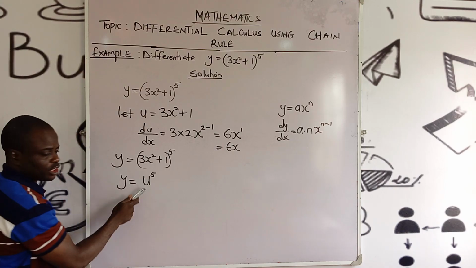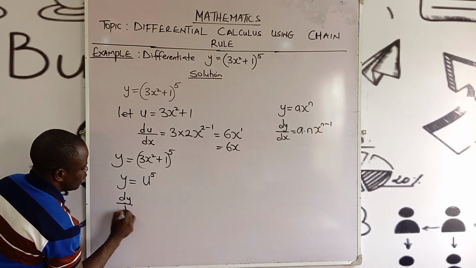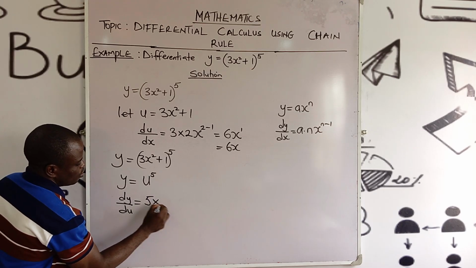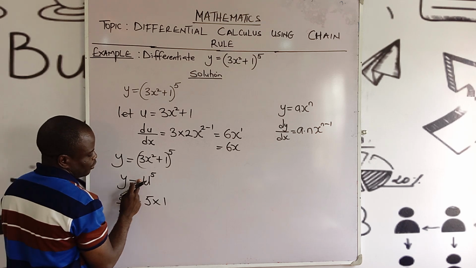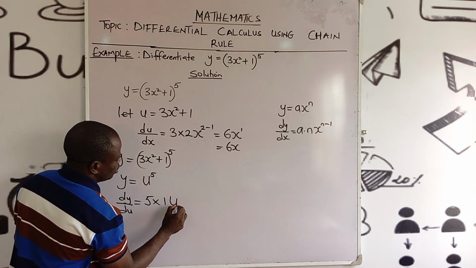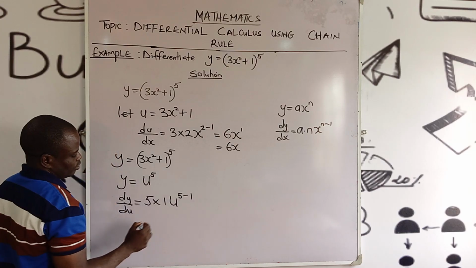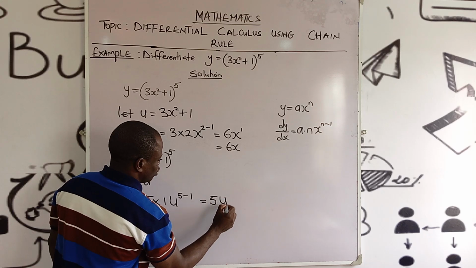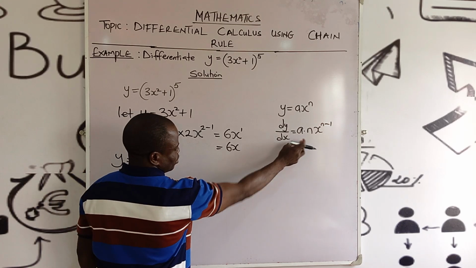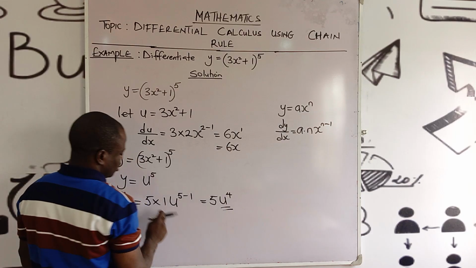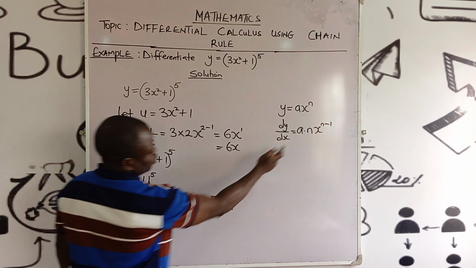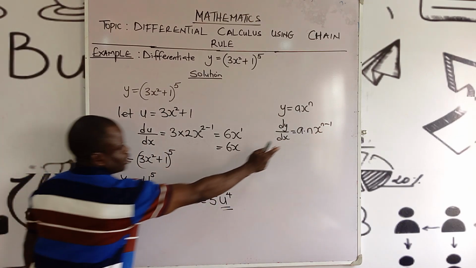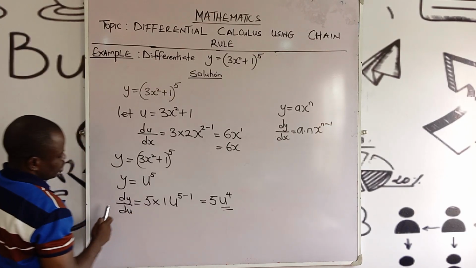Now differentiate y with respect to u. dy over du equals 5 times 1, because there's 1 at the back of u. 5 times 1, u raised to power 5 minus 1, which equals 5 times 1, that is 5, u raised to power 4. You apply this rule, okay? Because our a is 1, our n is 5 in this case. Now, you now have it.